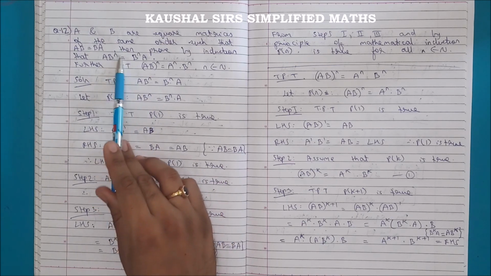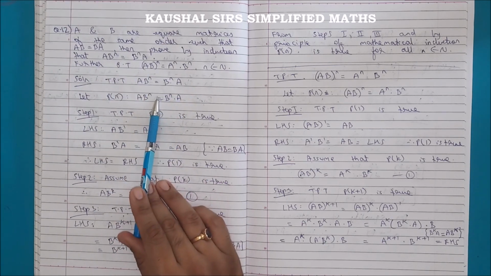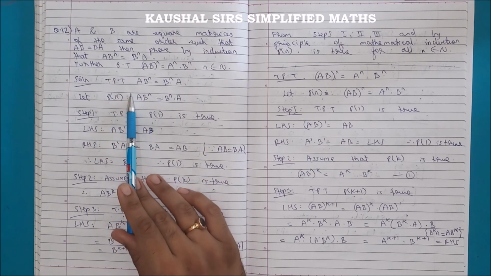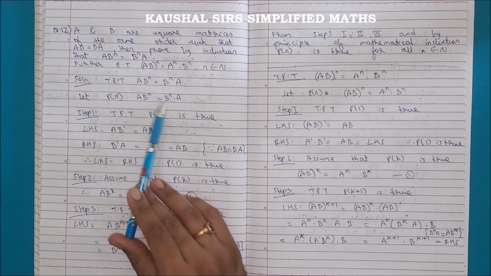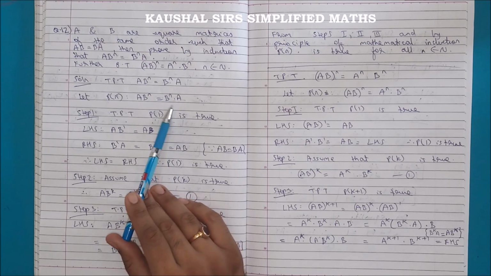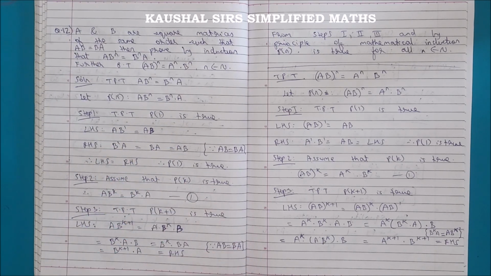You want to prove that (AB)^n is equal to B^n into A. Students, remember the first step in such type of question is: let P(n) denote (AB)^n is equal to B^n into A. Now it is a 3 step procedure, you remember.